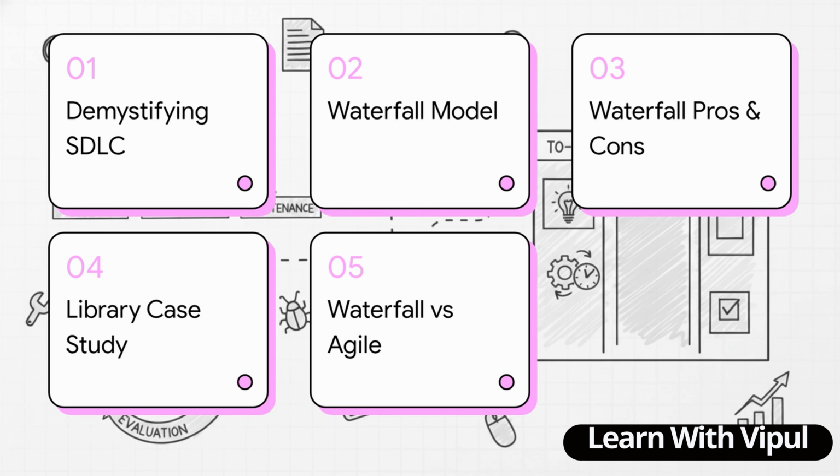First, we'll demystify the SDLC. Second, the waterfall model explained. Third, waterfall pros and cons. Fourth, a case study on a library system. And finally, number 5, waterfall versus Agile.